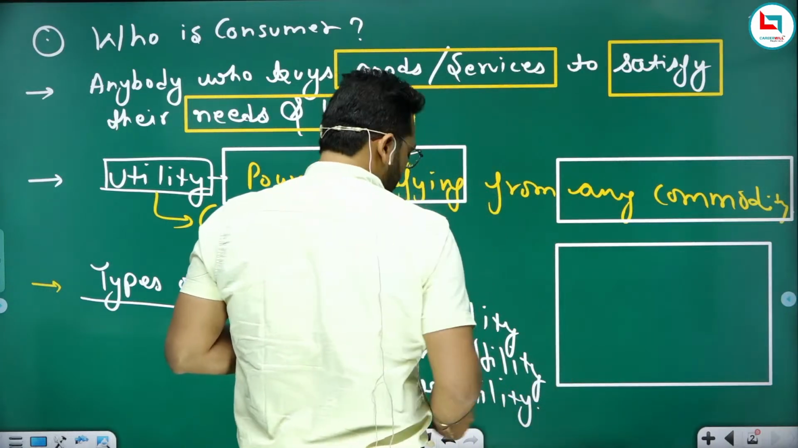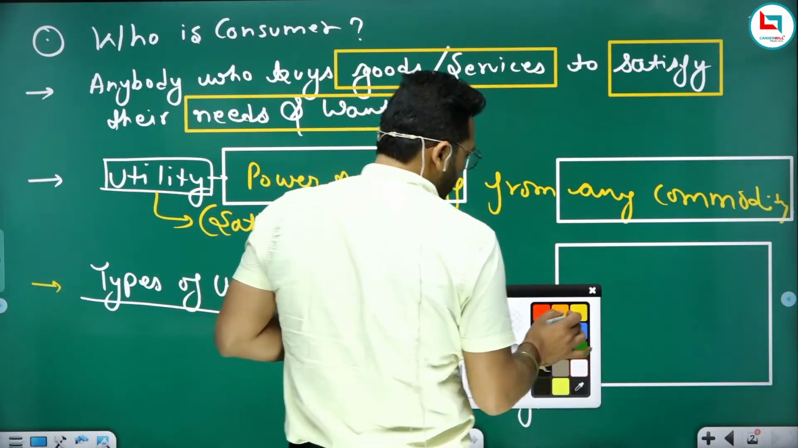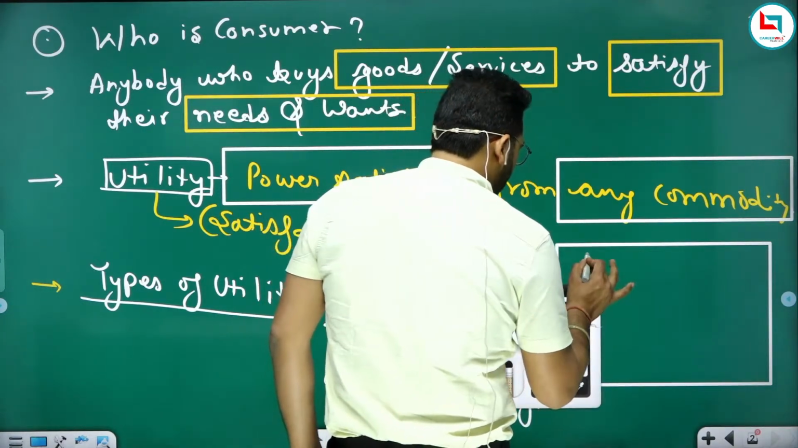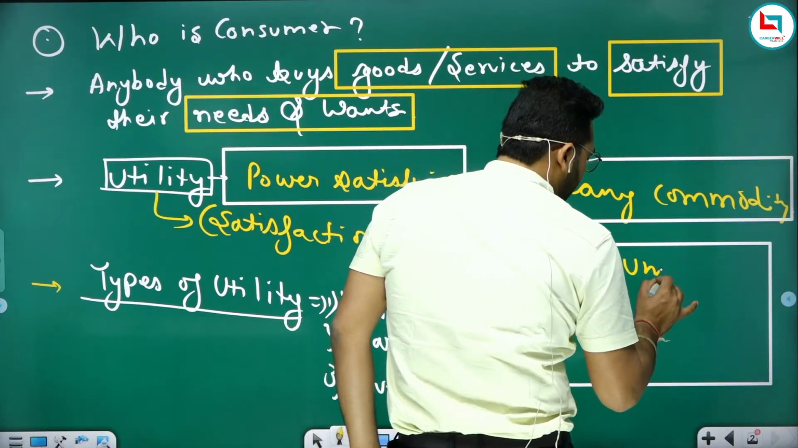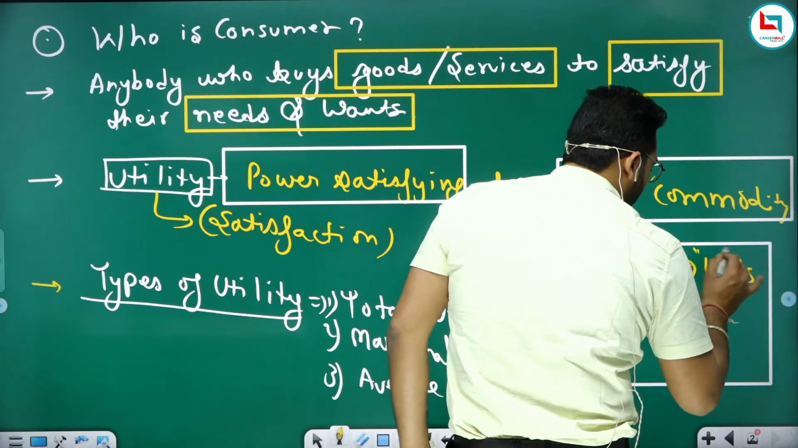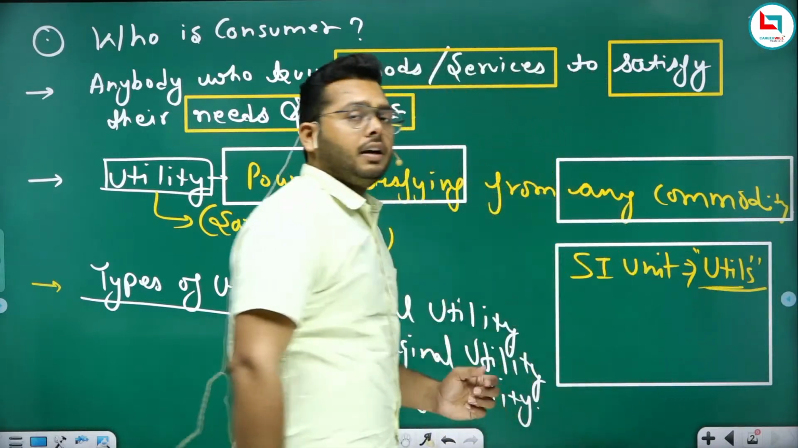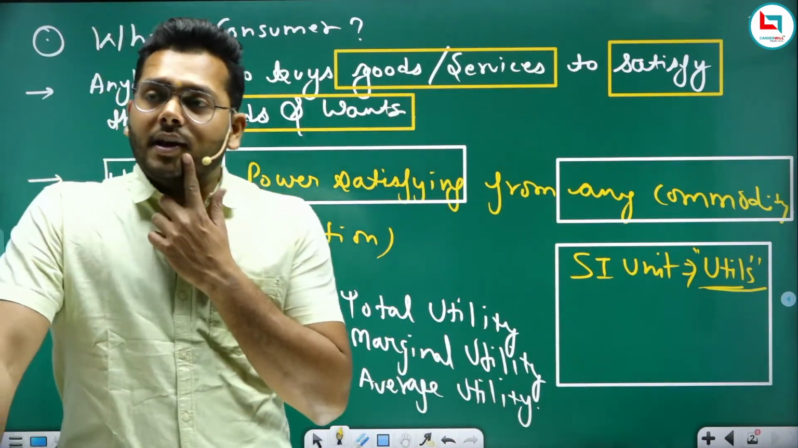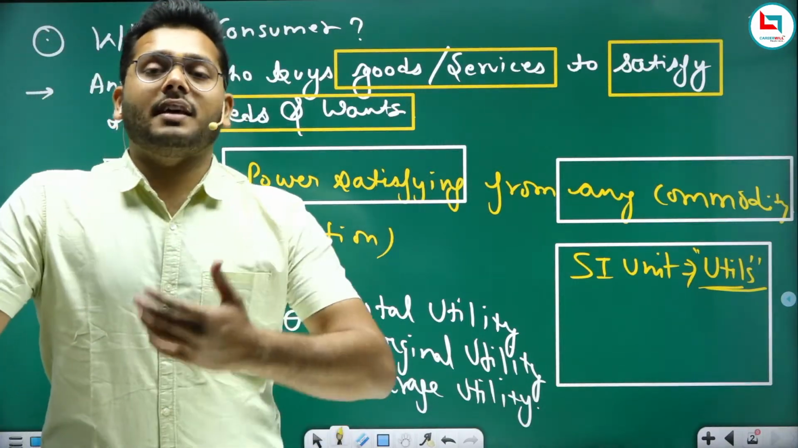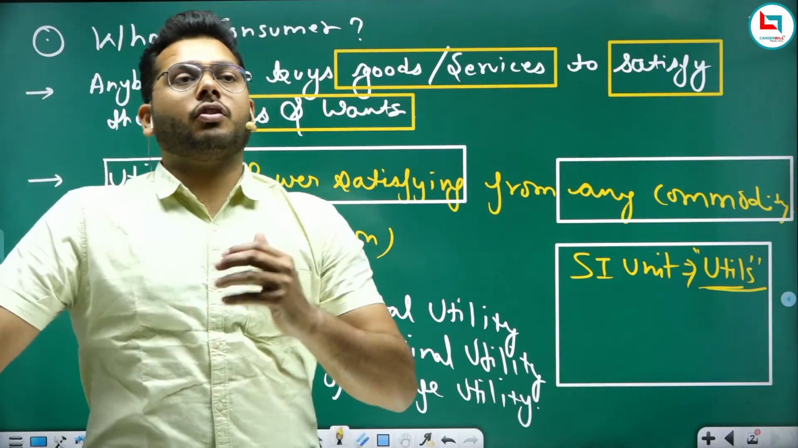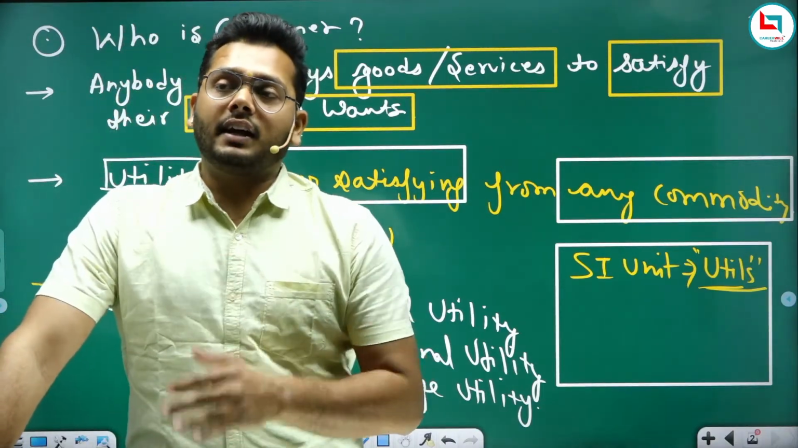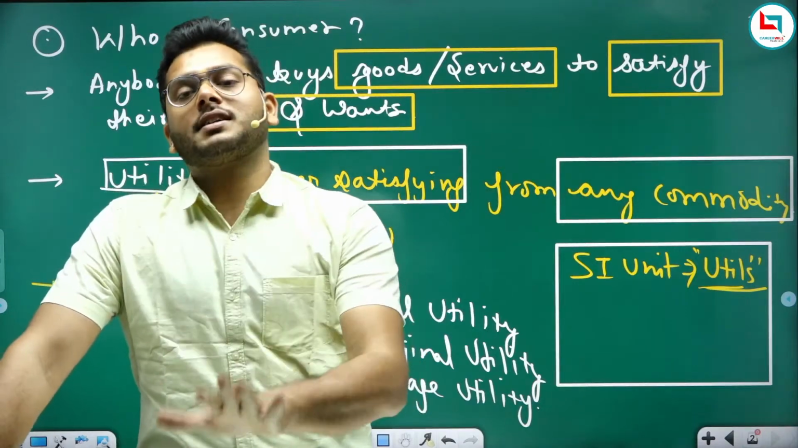I'm writing. The SI unit of utility is utils. You always measure utility in utils. Like if anybody is getting satisfaction, you can say 5 utils, 7 utils, 8 utils. By spending 250 rupees, you are getting 250 utils. Then we can say you are a satisfied person.